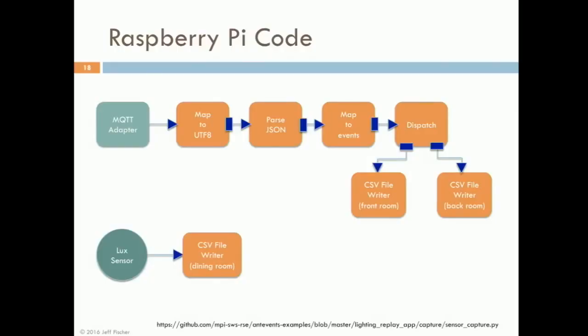So the Raspberry Pi data capture code is a little more complicated. So I'll just show a graphical view of that. It's not that bad, but basically I have this light sensor that's sitting on the Pi. So I want to capture those events once a minute and write those to a flat file. I'm writing them to CSV files.